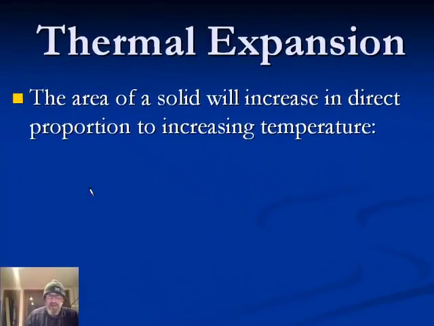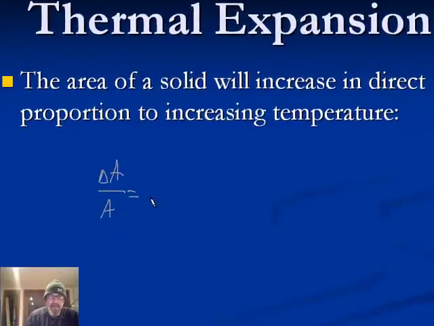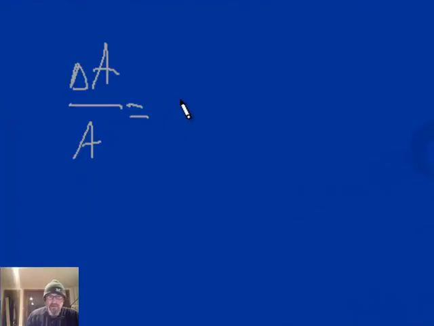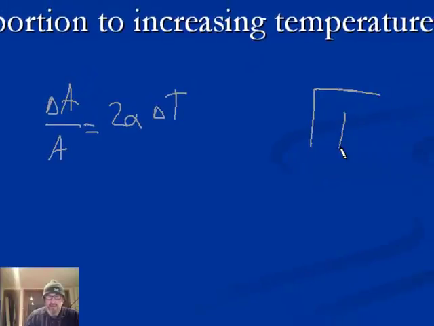Another thing that we could say is that the area of a solid will increase in direct proportion to increasing temperature. So delta A over A, where A is area, is equal to 2 times alpha, it turns out, times the change in temperature. You've got an A this way and an A this way, so it's expanding in two different directions, and so you have to take into account alpha twice.